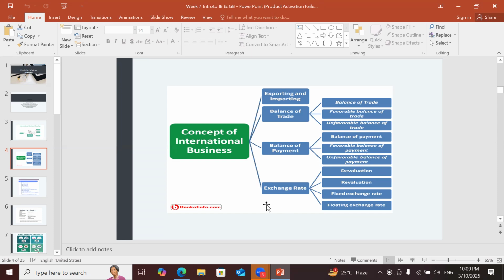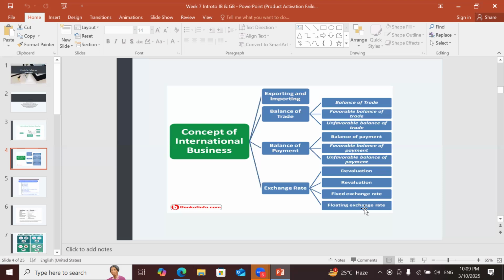And the last one, exchange rate. Sometimes with devaluation, revaluation, and fixed exchange rate and floating exchange rate. Floating exchange rate means the exchange rate changes from time to time, no fixed rate. This is the floating exchange rate. Fixed, this rate is fixed. Here is the normal.